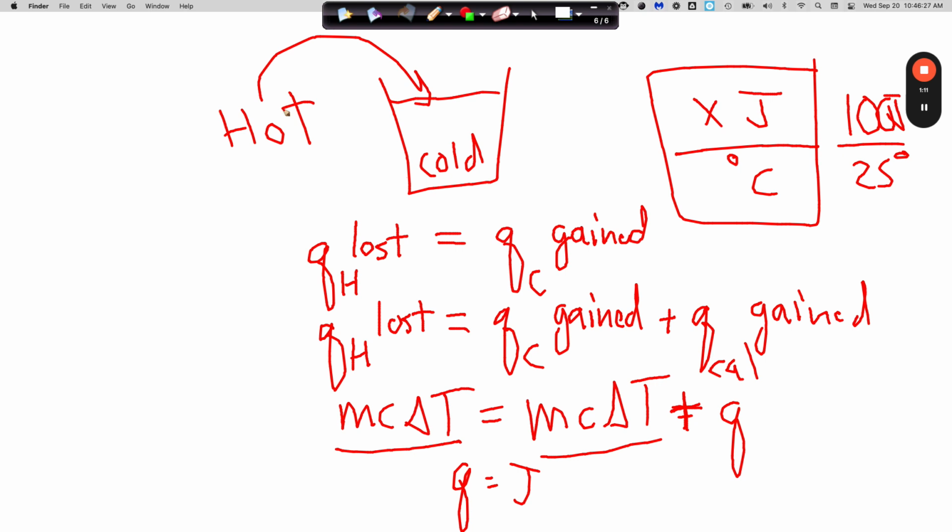Go ahead. Why is it that we can't pour hot water by itself into the calorimeter and measure the amount of heat it lost and call that the amount that the calorimeter gains?